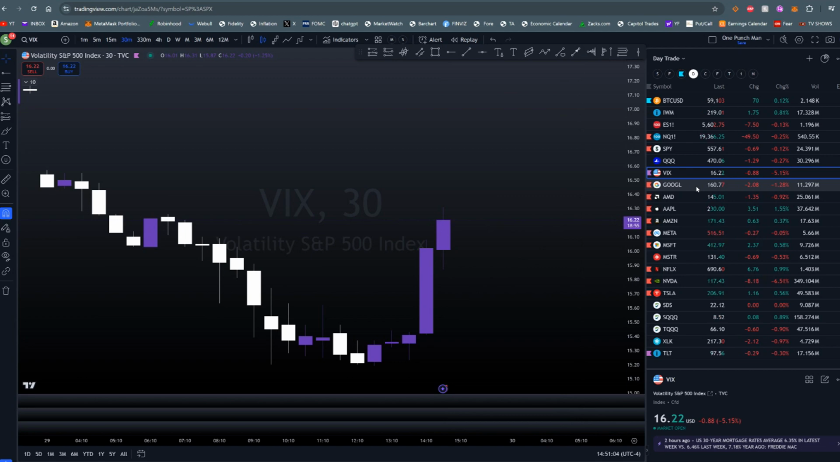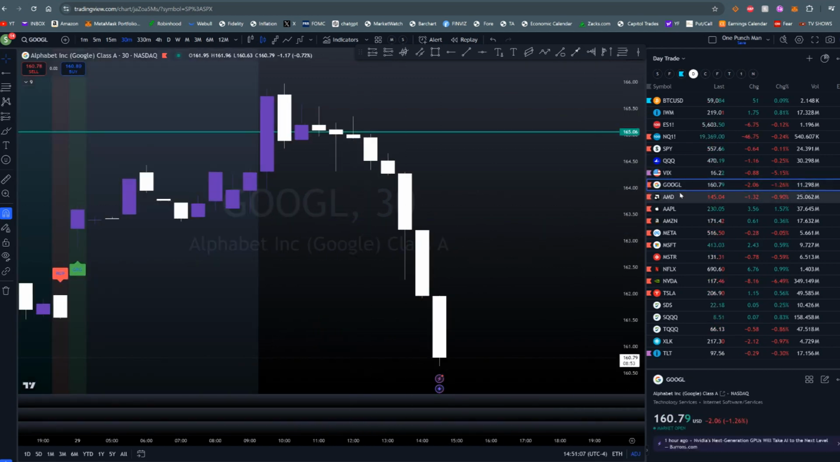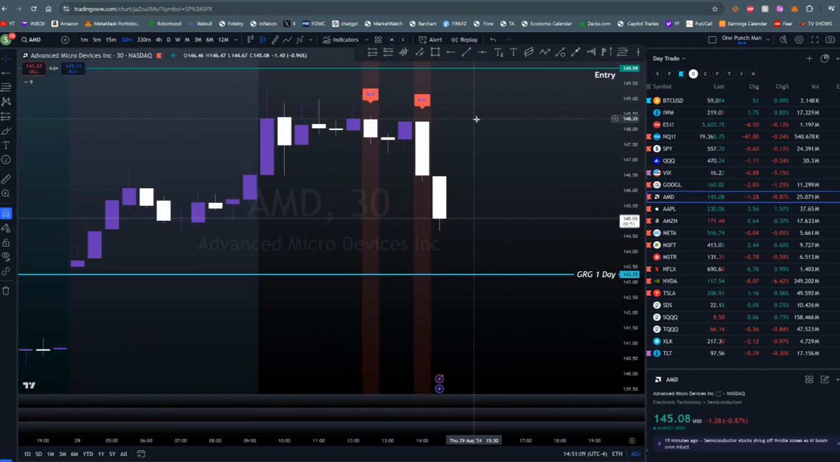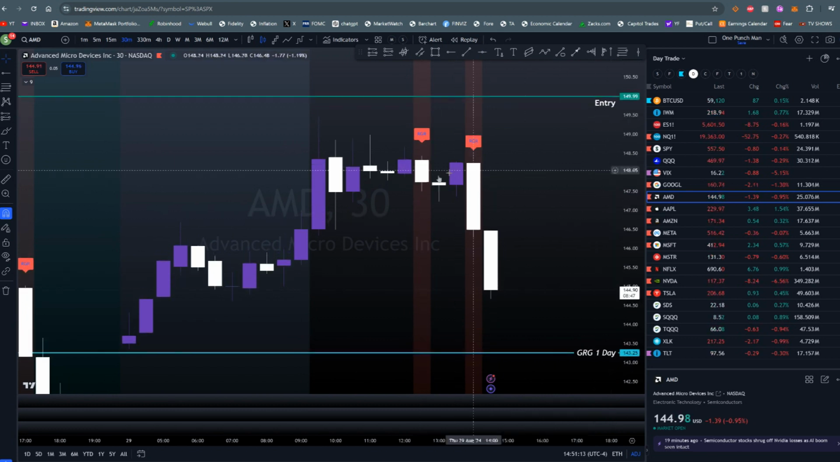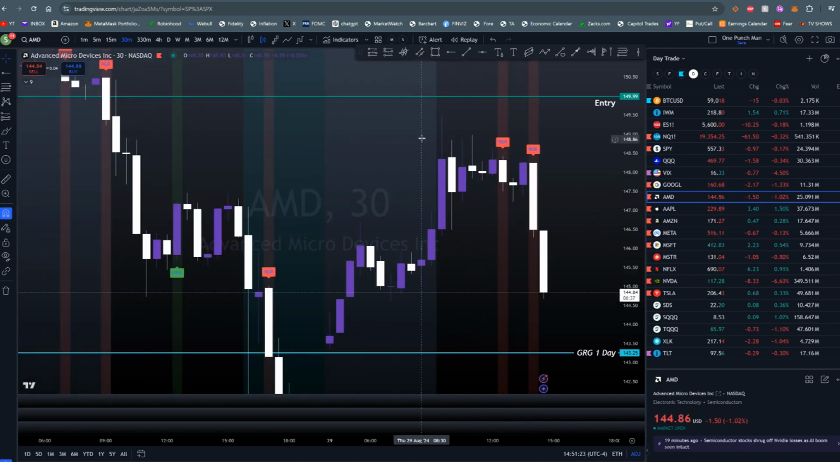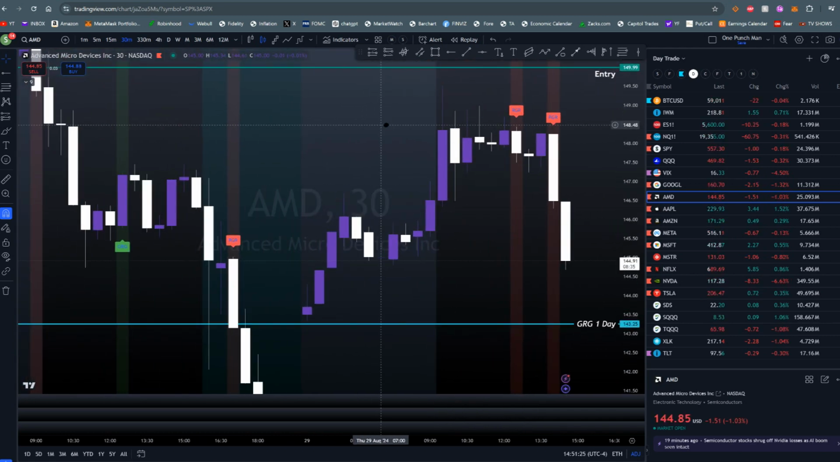It didn't print on VIX. It did not print in Google. It printed on AMD twice, so you would have been like this, where it prints into a put, so that's double wins right here. If you're using this indicator, that's one win right here, and then a second big win, right?